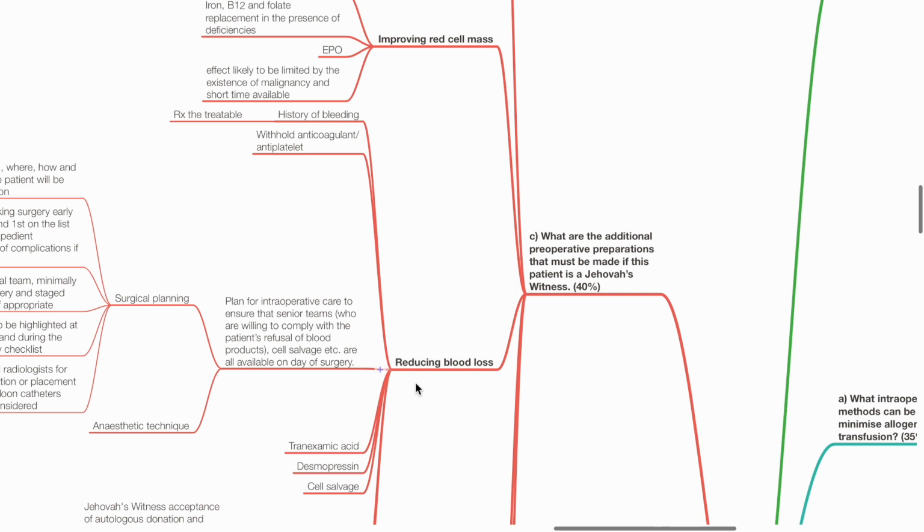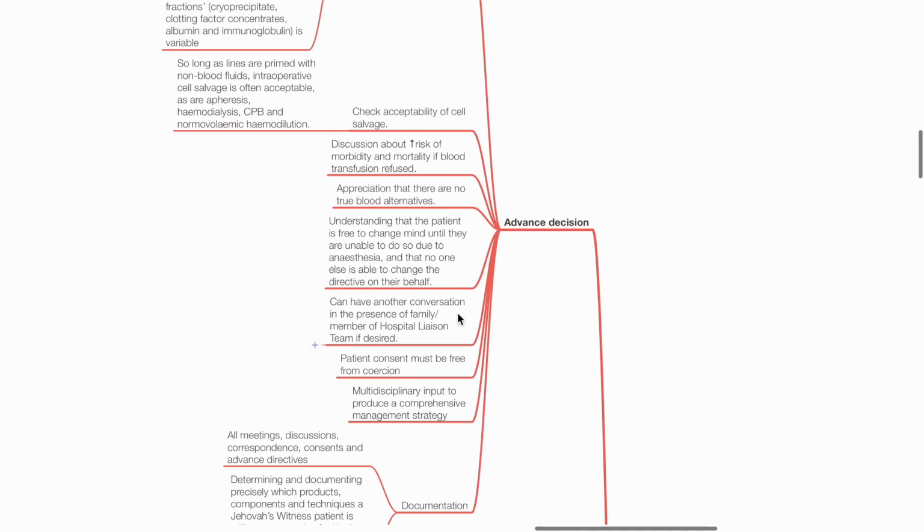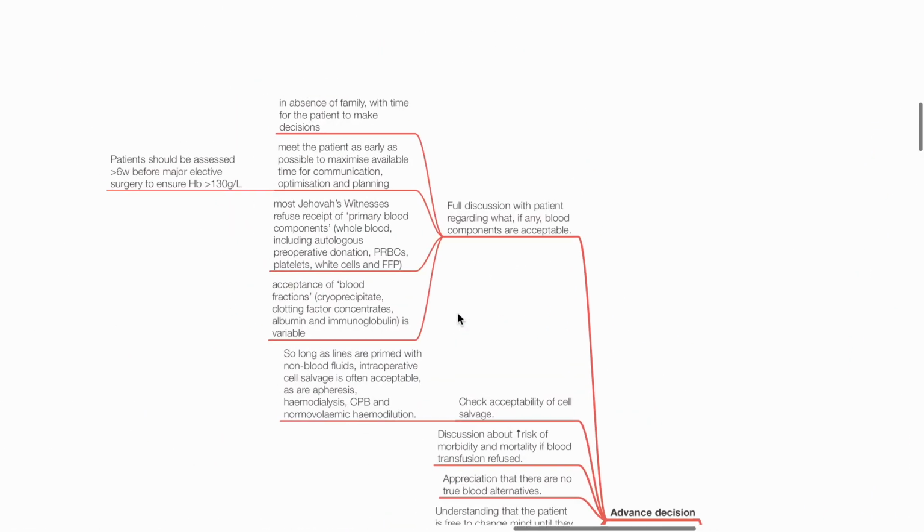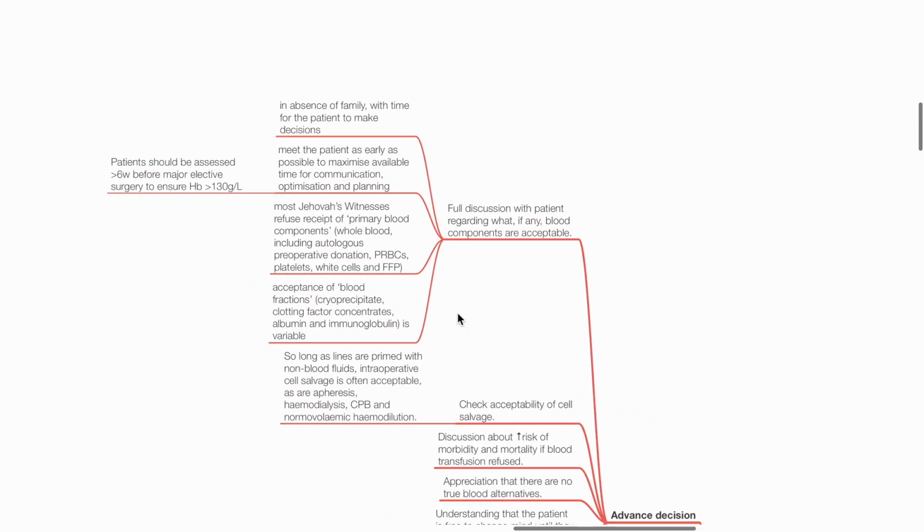C. What are the additional preoperative preparations that must be made if this patient is a Jehovah's Witness? Advanced decision. Full discussion with patient regarding what, if any, blood components are acceptable in the absence of family, with time for the patient to make decisions. Meet the patient as early as possible to maximize available time for communication, optimization, and planning.